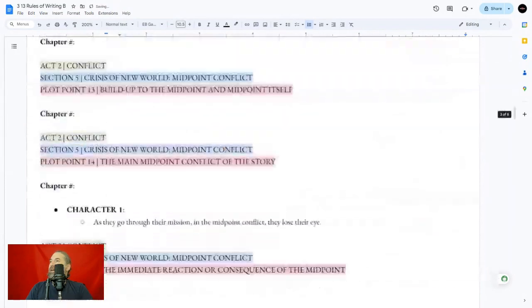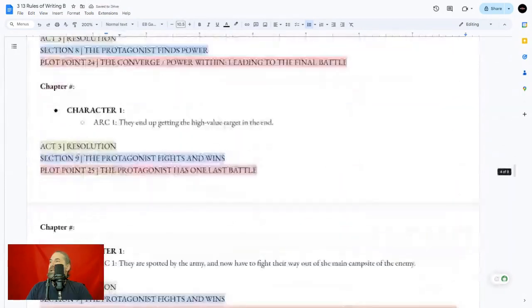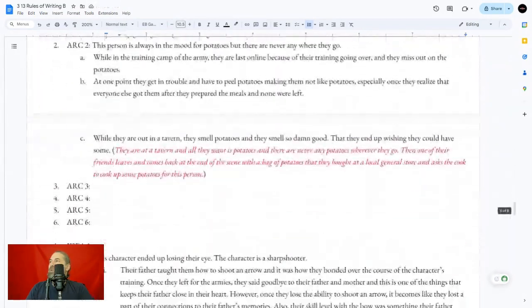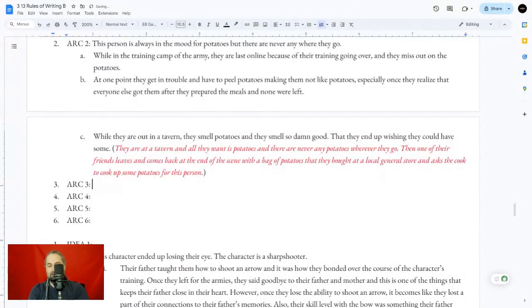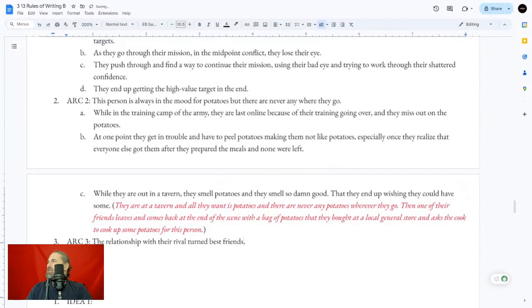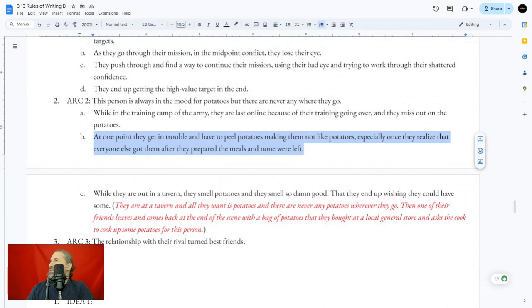So if I go back down here, Arc three is the relationship with their rival turned best friends. Okay, there we go. That's pretty simple. I could work on that later, but they get in trouble and they realize, well, in training, last time, that'll be later. At one point, they get in trouble. Oh, here we go.